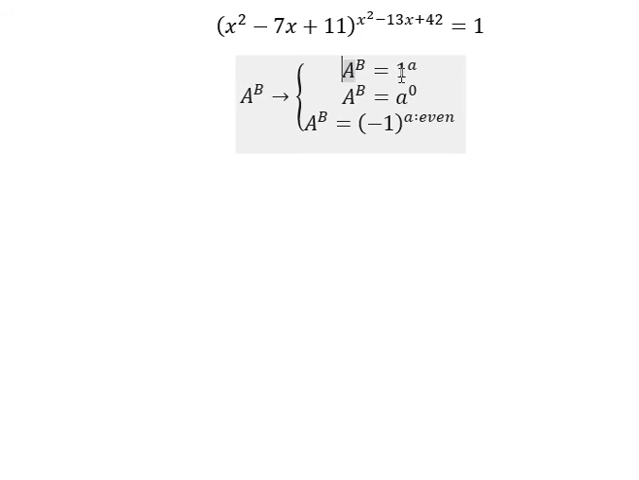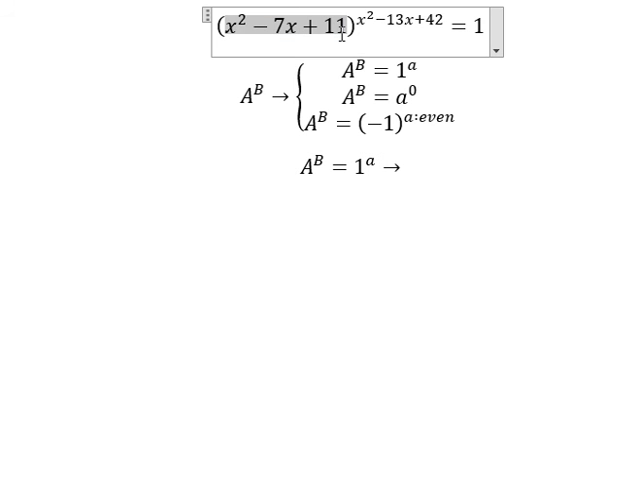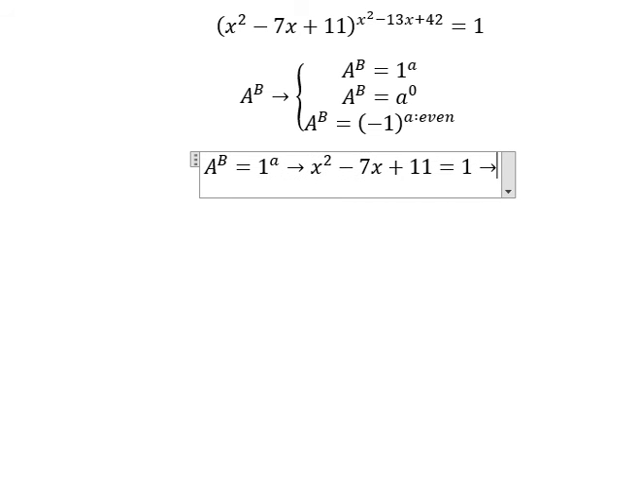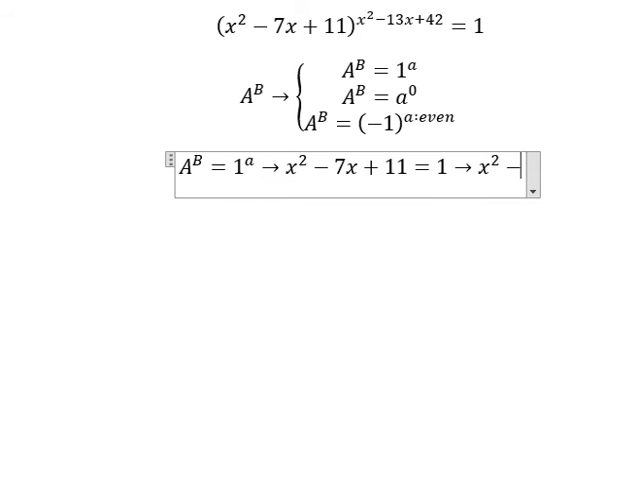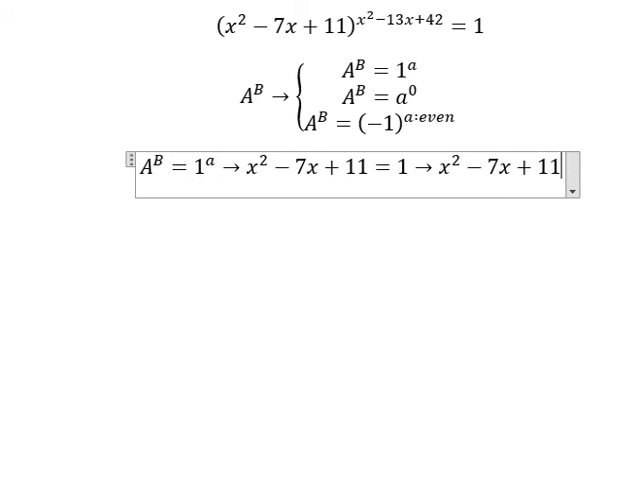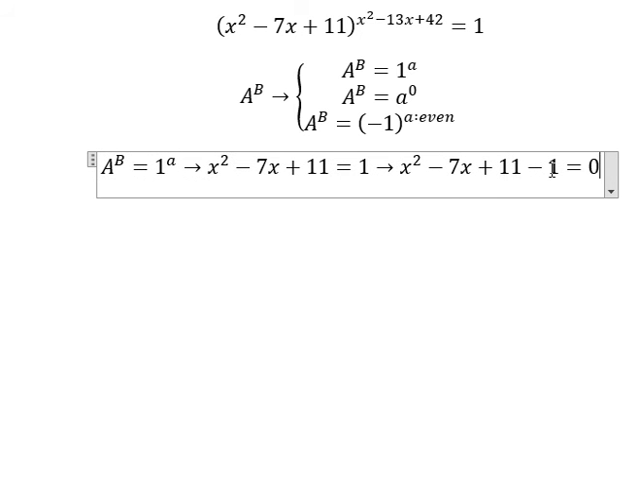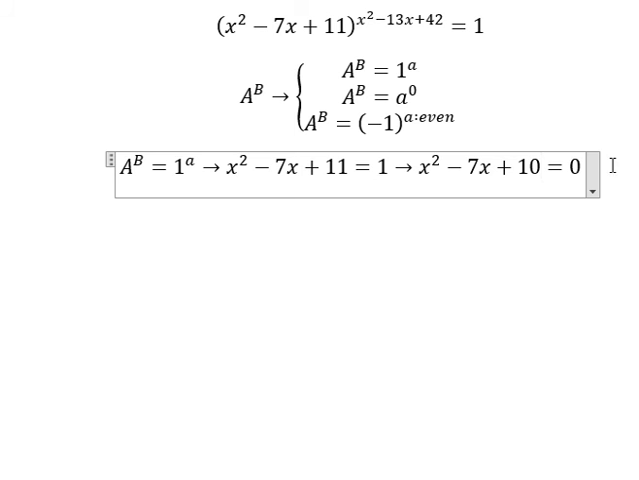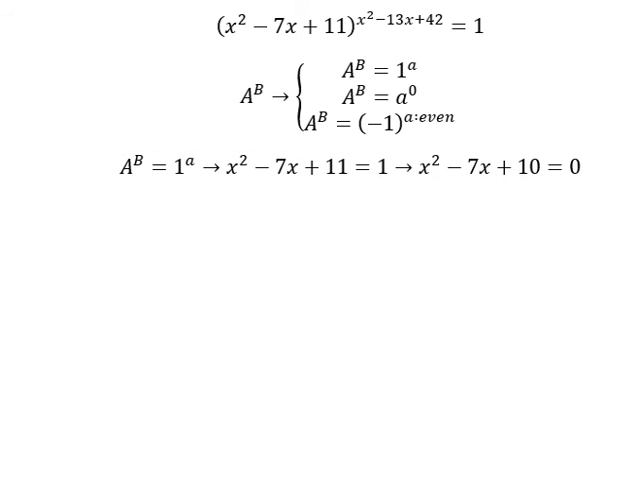So for the first one, in this situation capital A, this one in here, should be equal to number 1. So we move number 1 from the right to the left. So we have s squared minus 7s plus 11 minus 1 equal to number 0. This one gives 10. So we calculate this equation, and we will have 2 solutions in here: s equal to number 2 and s equal to number 5. Now we go to the next one.